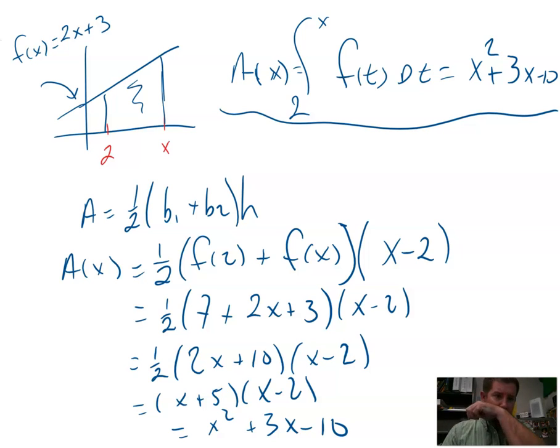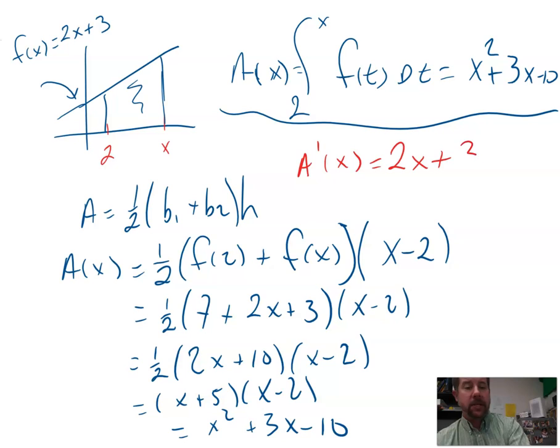Now, here's what I want to play around with a little bit, and this is going to lead us to the second part of the fundamental theorem of calculus. If I take the derivative of A, if I find A prime of x, that's kind of hard to do with the integral here. We don't know how to deal with that yet. But that's what the fundamental theorem of calculus is going to deal with. But I can take the derivative of this polynomial over here, and that would be 2x plus 3.